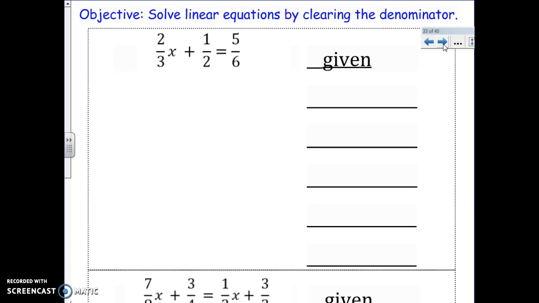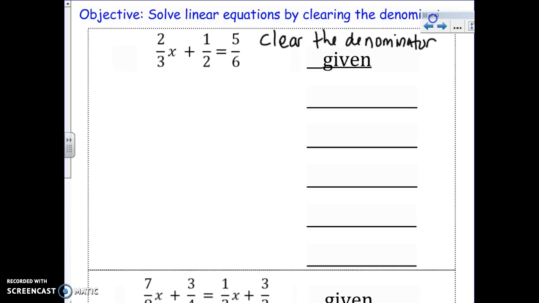All right, if you notice this example, there isn't just one ratio over on this side. So cross multiplying is actually not appropriate. What we can do with this one is a strategy that's called clear the denominator. Oh, I have it written up there, the objective. So there's a couple different ways you can do this.